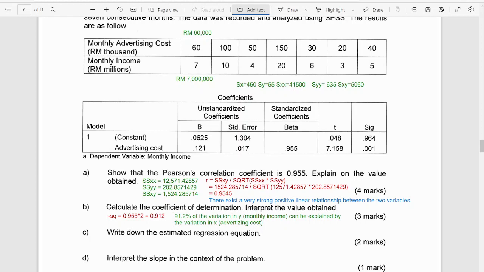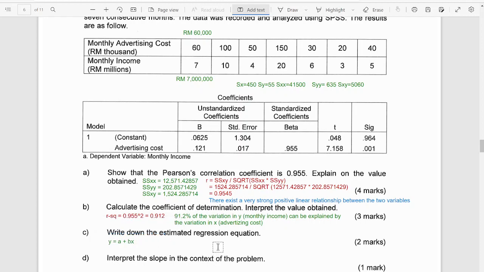The third part asks you to write down the estimated regression equation. So the estimated regression equation can be created from the unstandardized coefficient value of b. So the unstandardized coefficient value of b is the coefficient in the regression equation. So in general, you can write the regression equation as y equal to a plus bx. Okay, so this is in general form.